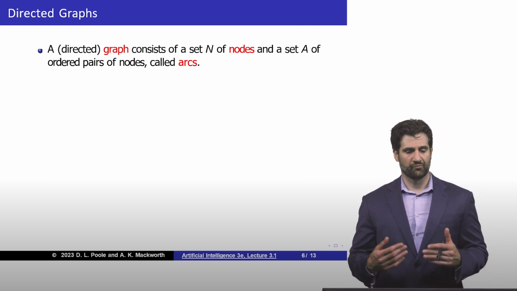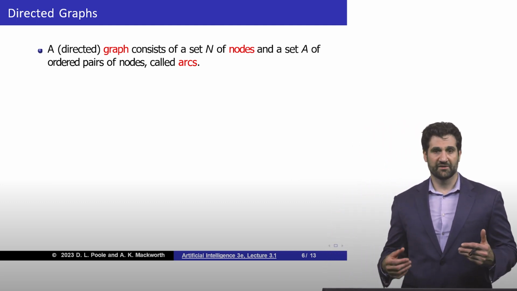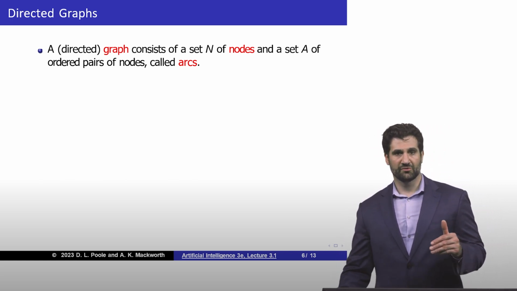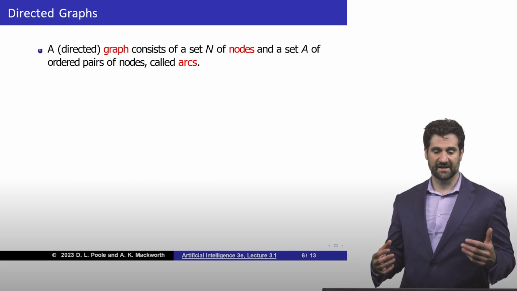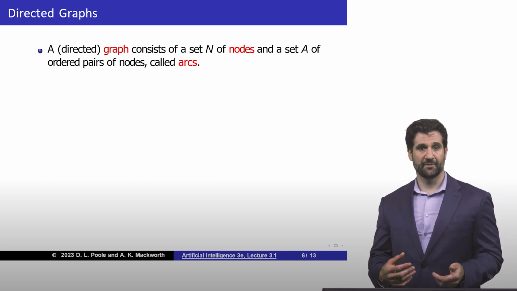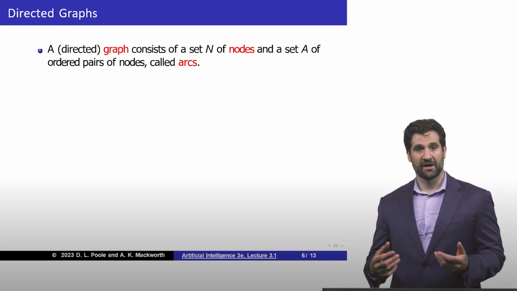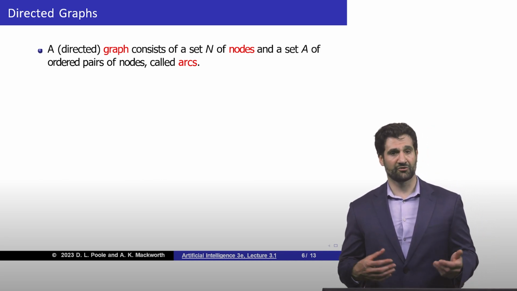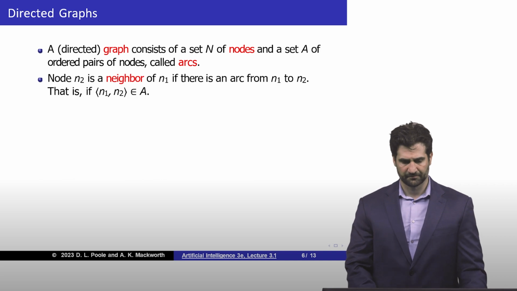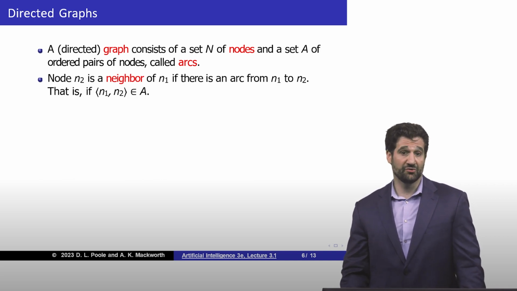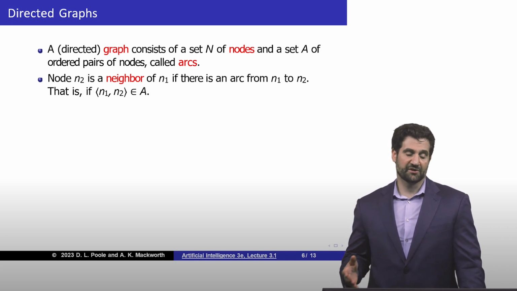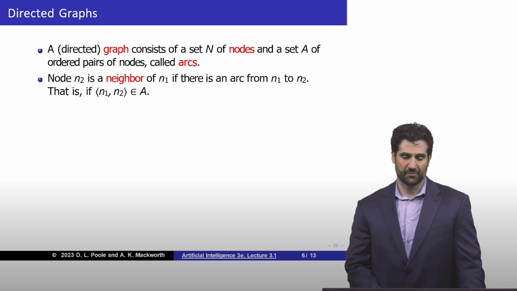All right, so now that we have an idea about what states look like, we're going to define how we create the graph based on these. So let's talk a little bit of simple graph theory. A graph has a set of nodes and a set of arcs or edges. And you say that node N2 is a neighbor of node N1 if there is an arc from N1 to N2. So pretty simple.